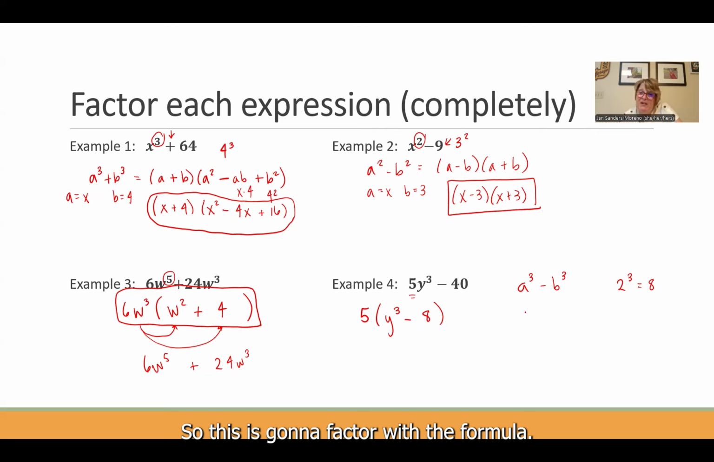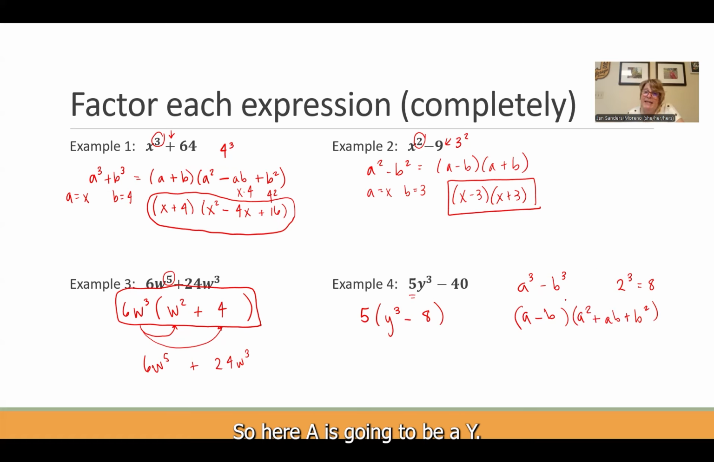So this is going to factor with the formula. Ready? Same, opposite, always positive. Okay. So here, A is going to be a Y and B is going to be a 2. So let's do it. By the way, what do we do with that 5? It's just going to loiter out front. It's just going to hang out. Okay, so 5, and then we have Y minus 2, Y squared plus, Y times 2, and then plus 2 squared.